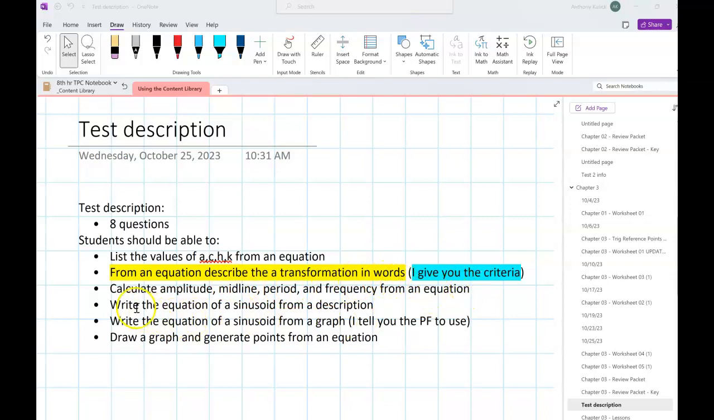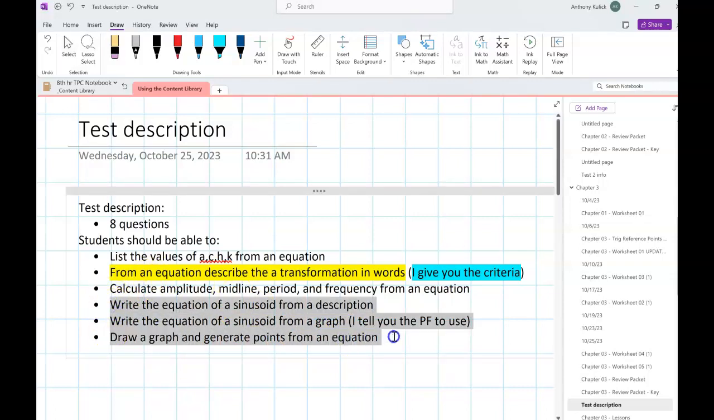You should be able to write the equation of a sinusoid from a description. Write the equation of a sinusoid from a graph. I'll tell you the parent function I want you to use. And draw a graph and generate the points from an equation. So these last 3 skills here, what do these sound just like? That partner quiz, right? Those are the same 3 questions you saw in the partner quiz.